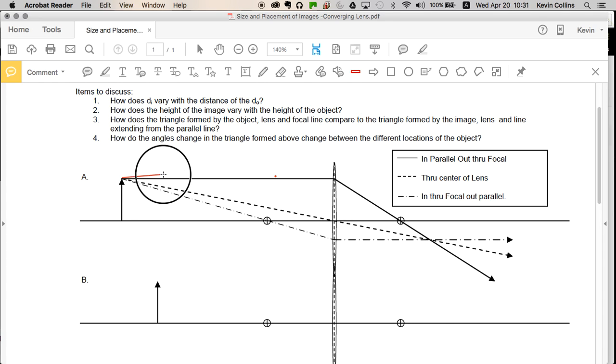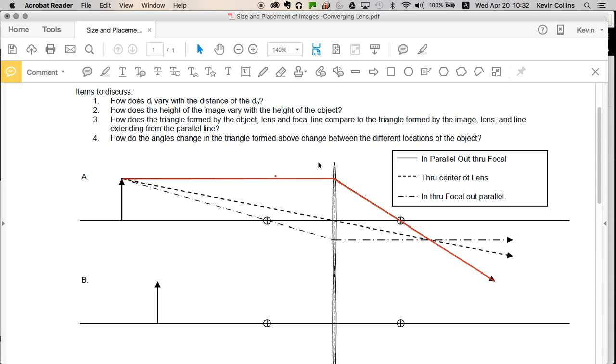We have a light ray that comes out parallel to the axis of the lens, hits the lens, and now is going to turn and extend out through the focal point on the opposite side of the lens. Because it's a convex lens, all lenses have focal points on either side, so this is where our lens is going to be, where our focal point is going to be, and our light ray is going to come in parallel out through the focal point to here.